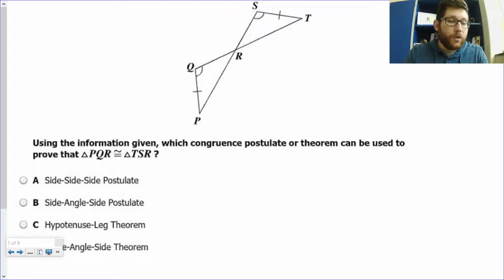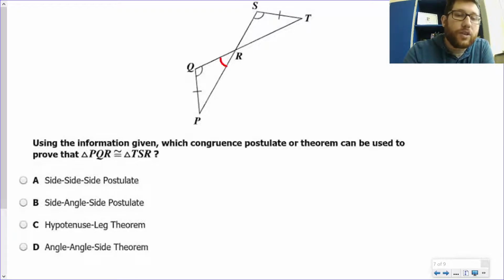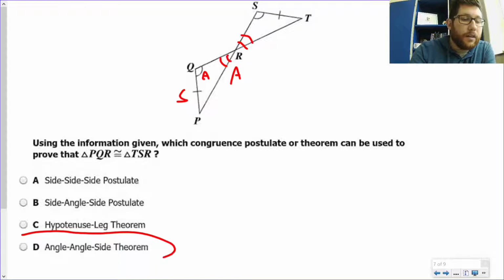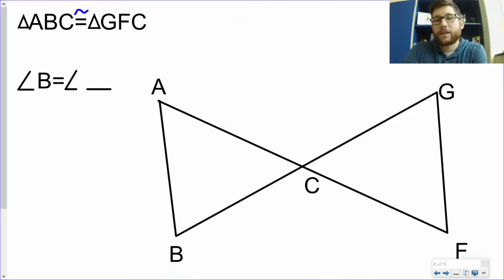Oh wait, we've got one more, sorry. All right, let's take a look. This one is from an old SOL. So once again, we've got those vertical angles, and I've got an angle, and a side. And so that's going to be angle, angle, side here. And actually, this one, they kept it really easy. They didn't even give you the option for angle, side, angle. They just give you angle, angle, side.